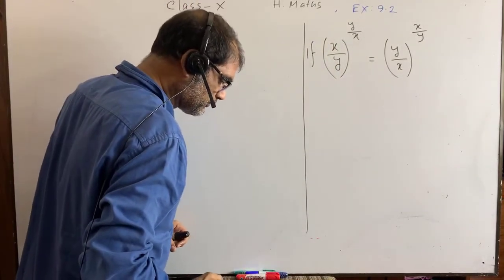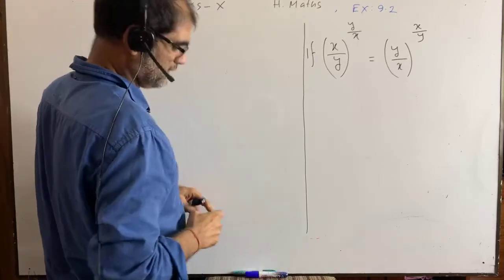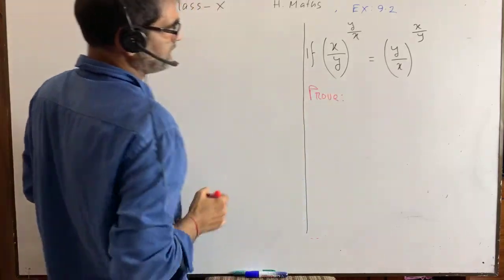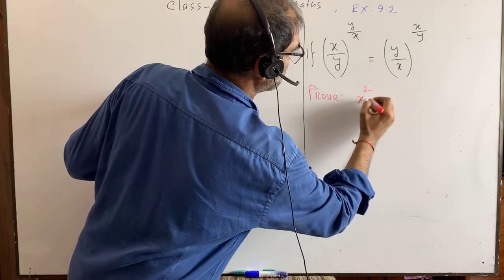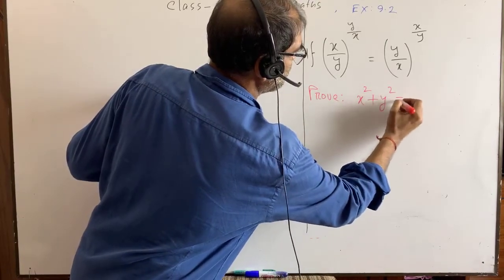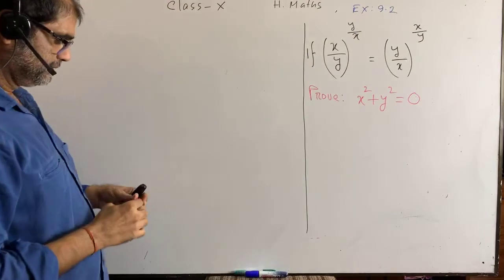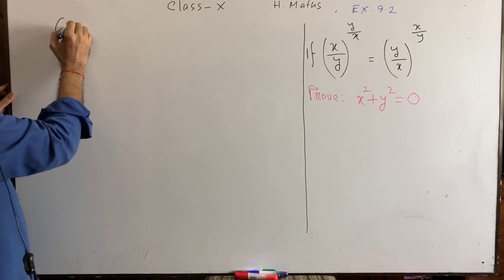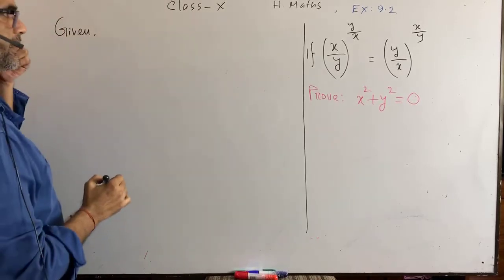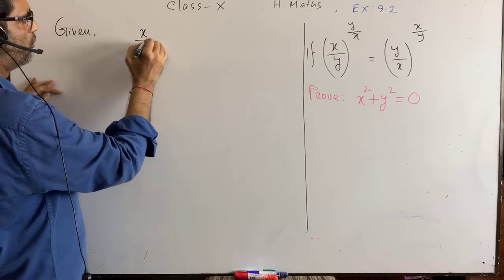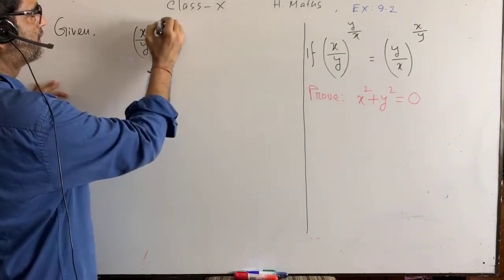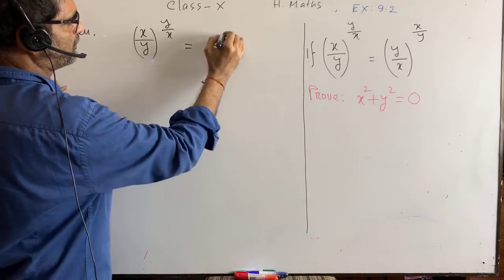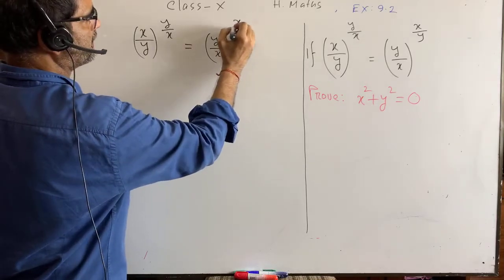So what is to do now? You please try to understand. You have to prove that x square plus y square is equal to 0. Okay, do this math. Given, write down. It was given in the board exam. Given x by y whole to the power y by x is equal to y by x whole to the power x by y.